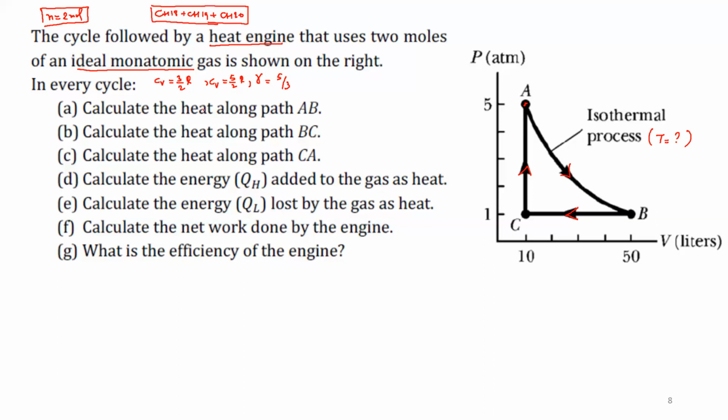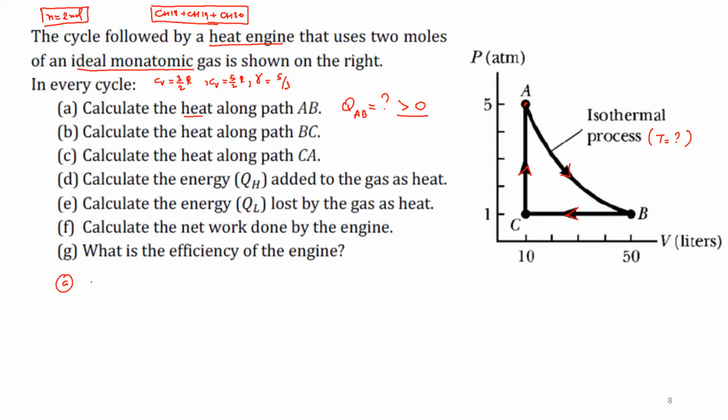So in every cycle, calculate the heat along the path AB. So first, let's calculate the heat along the path AB. It's an isothermal process. So for an isothermal process, I know how to calculate the heat, but let's do it again. I want QAB. It's an isothermal expansion. So is QAB positive or negative? What do you think? It's positive. And we'll show it just in a second.